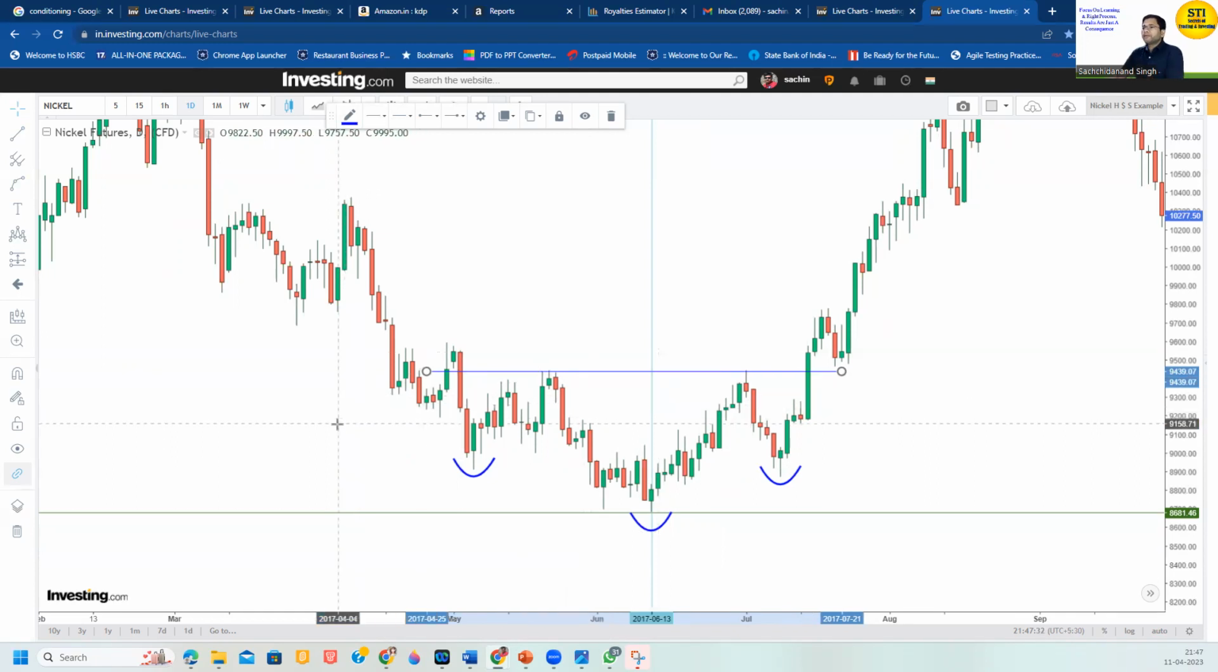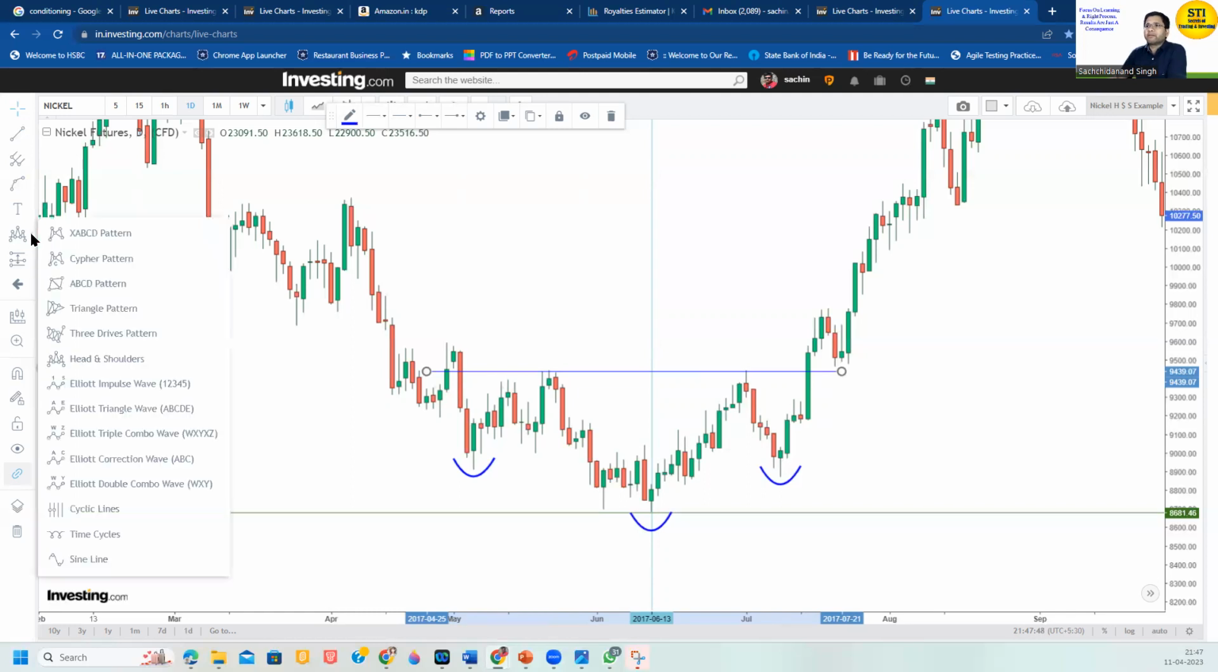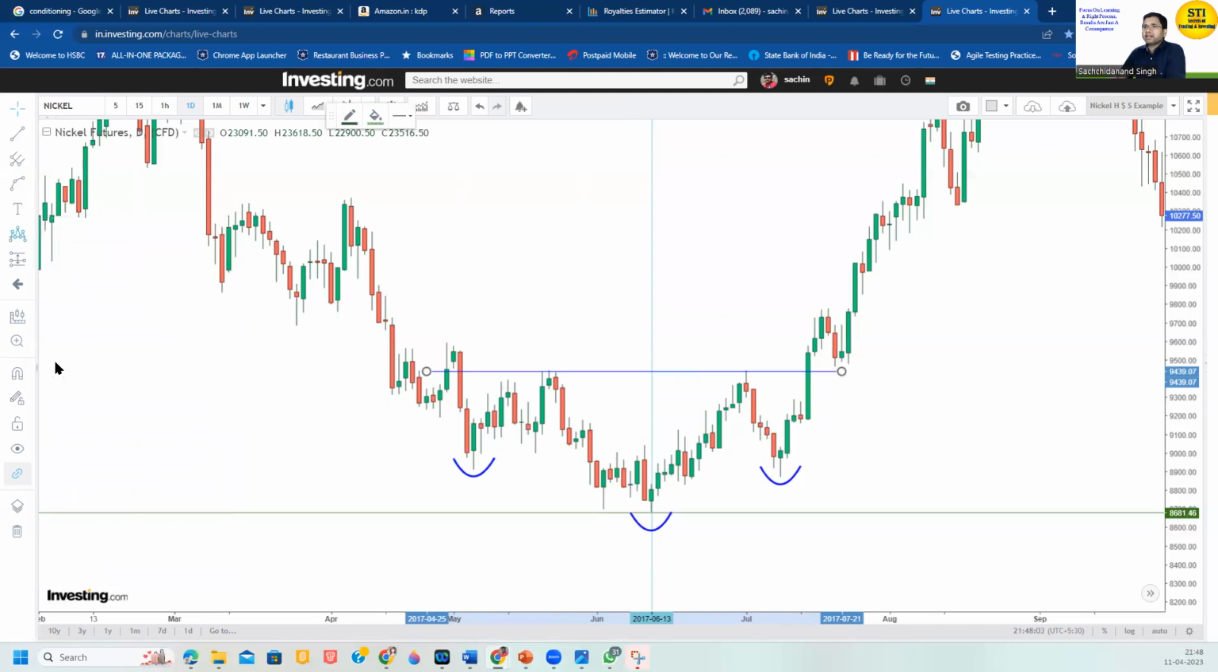So how to draw the head and shoulder using the tool? Again here, if you look at the toolbar, 1, 2, 3, 4, 5, 6, there's a sixth toolbar option. Just click there. There's a small triangular arrow mark. It will open up the toolbar options. And in this toolbar, the sixth option is head and shoulder. If you click on this one, it will select the head and shoulder tool.